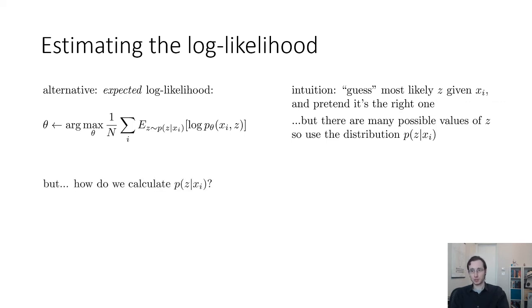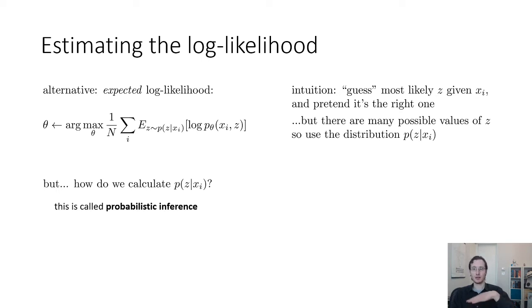So then the big question, in fact the main question for training these latent variable models, is how do you estimate p of z given xi? And this is called probabilistic inference. There are many ways to solve this probabilistic inference problem, and we will talk about a particular, very commonly used choice on Wednesday called variational inference. But we will not talk about that today.